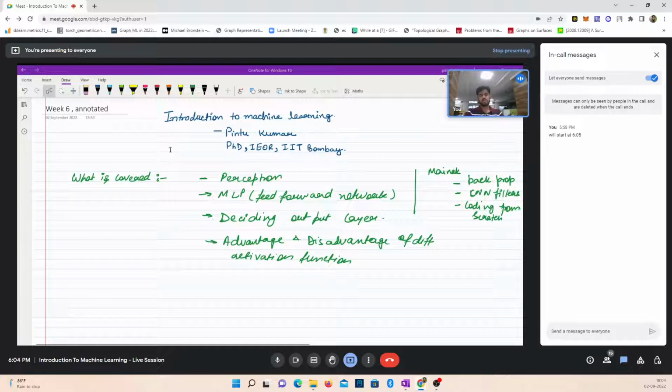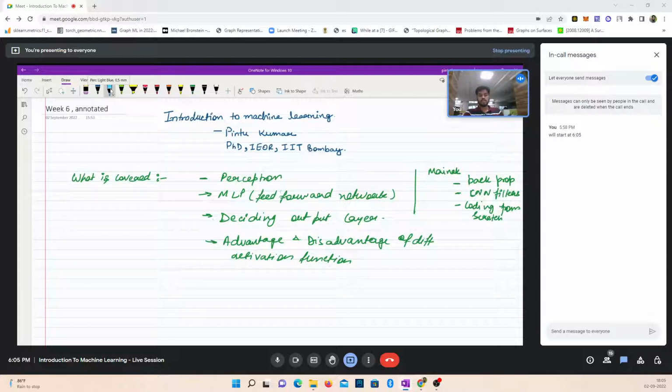Today we are going to cover topics on deep learning. So this module is related to deep learning. The topics that I plan to cover are perceptron, then moving to multilayer perceptron, which is commonly known as feed-forward network, or the most common form of deep learning that we encounter today.